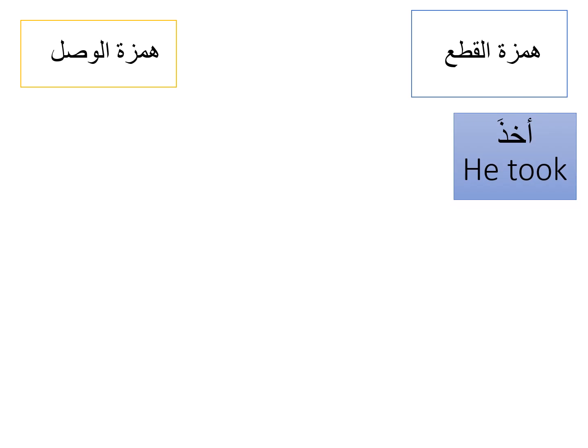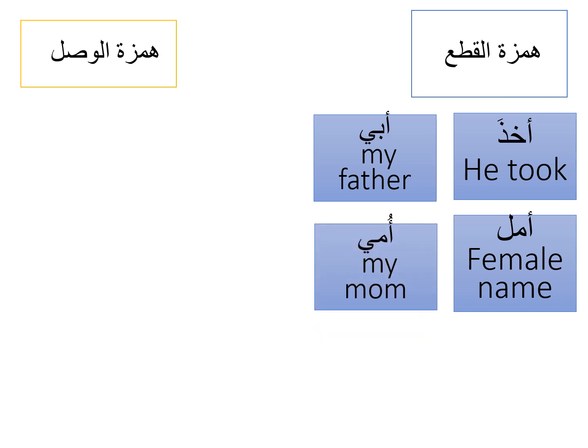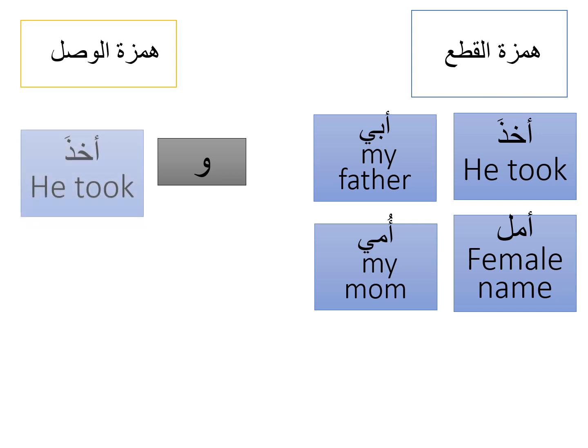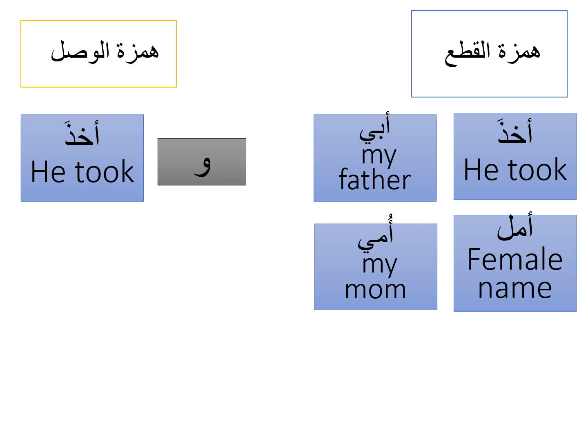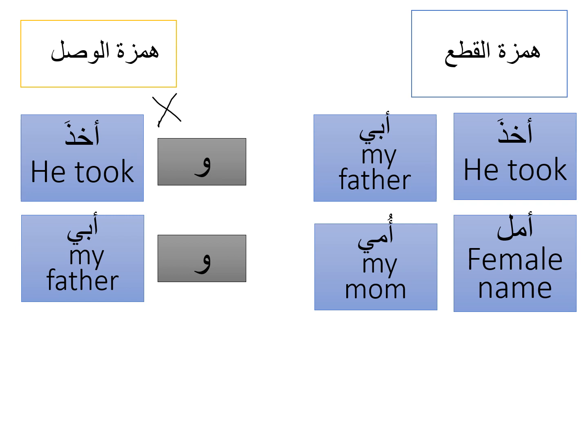Let's check these words: أخذ, أبي, أمل, أمي. Let's add waw and see if they are Hamzat Qata' or if I should take Hamza out. وخذ, it's not right. I cannot pronounce this word without Hamza. وأخذ, and he took. وأبي. Can I say wabi? It does not sound right, and it's wrong. I have to have Hamza. So it's Hamzat Qata'.